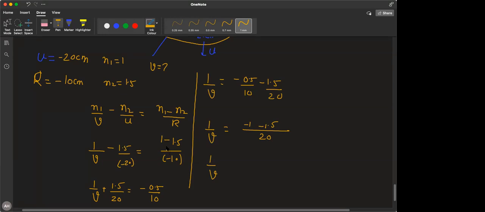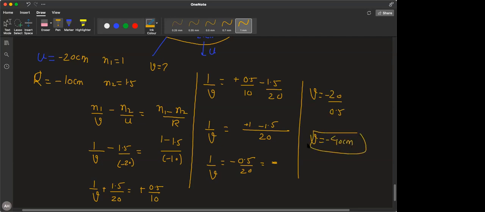R is minus, N1 is 1. So it should be positive. So it's minus of 0.5 divided by 20. So your V is minus 20 by 0.5. 20 by 0.5 means double of it, 40. Amalia got this answer.